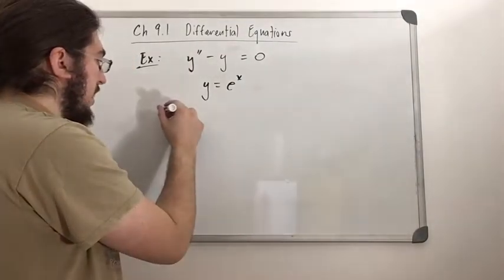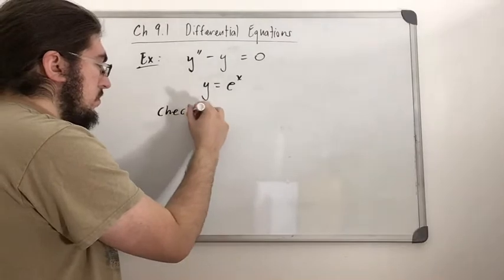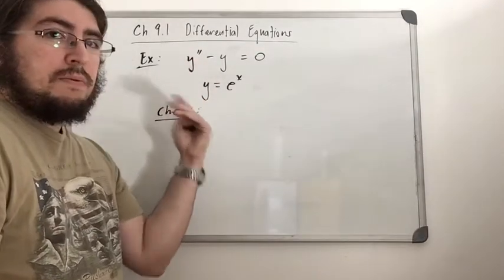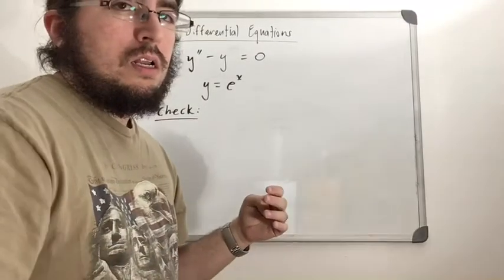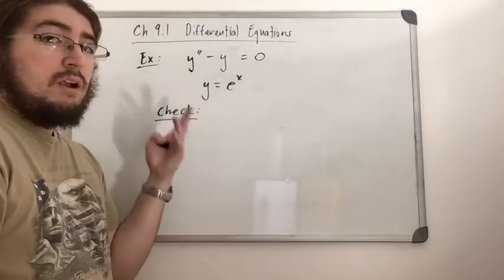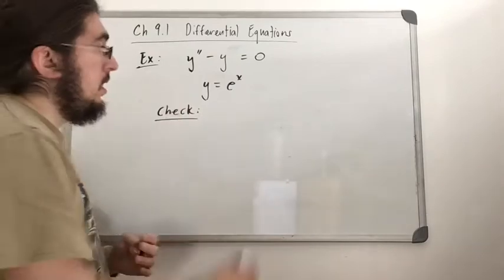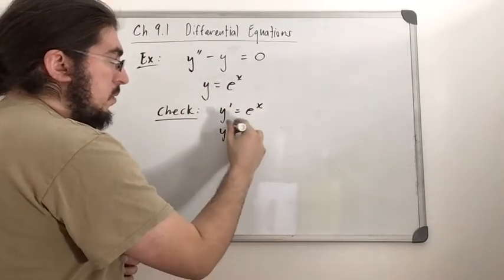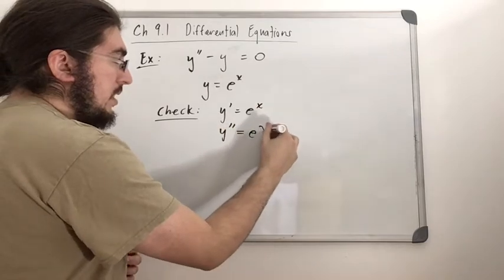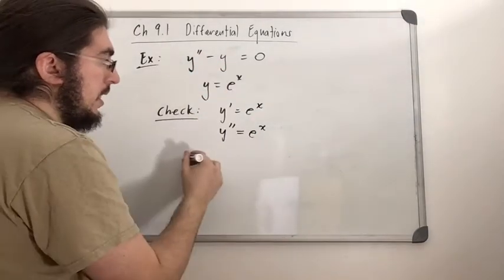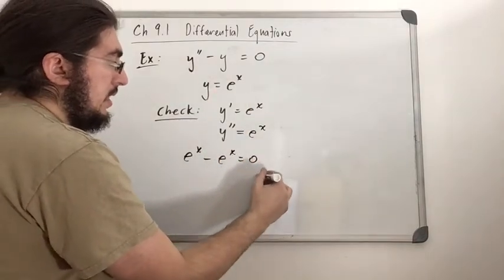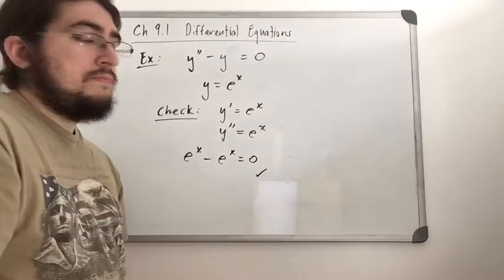And how can we check that? Well, here's how we can check it. We can find all of the derivatives involved and just plug it in. So when you find the first derivative, you get itself. When you find the second derivative, you get yet again e to the x. Plugging this in, we get e to the x minus y, which is also e to the x. That's indeed 0, so it's a solution.